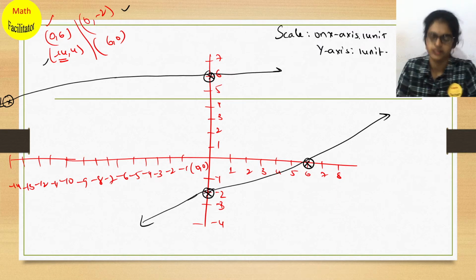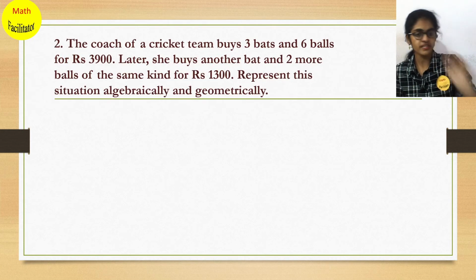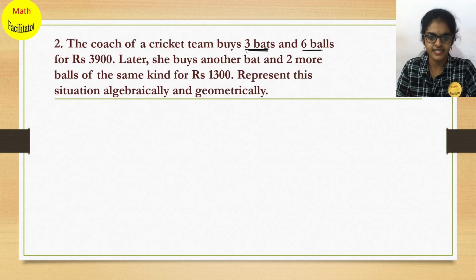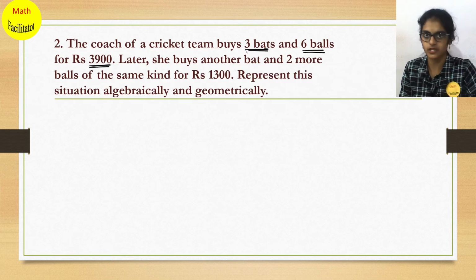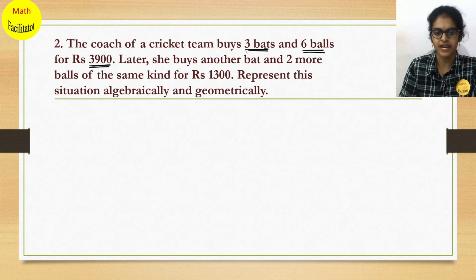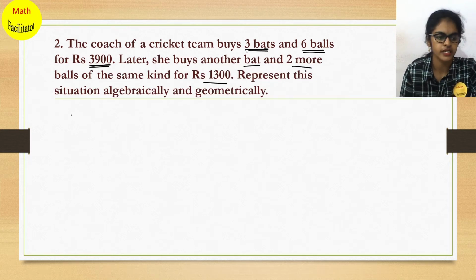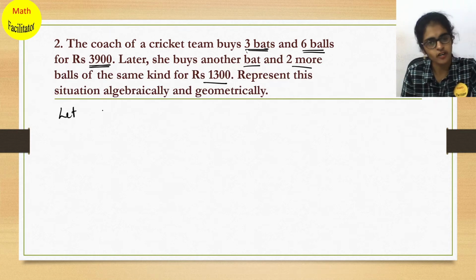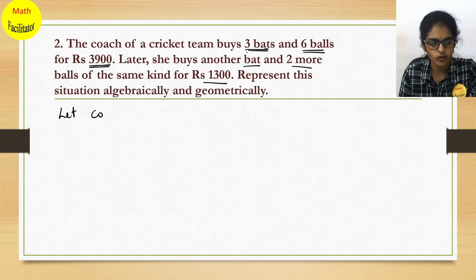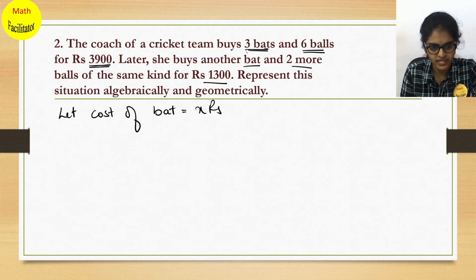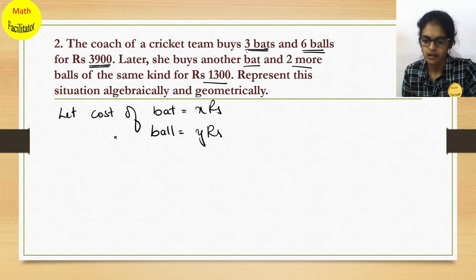Okay. The next one, the coach of a cricket team buys 3 bats, 6 balls for 3,900, and later she buys another bat and 2 more balls of same kind for 1,300. So represent this algebraically and geometrically. So we are talking about the cost. So let us take cost of bat as x rupees and cost of ball as y rupees.